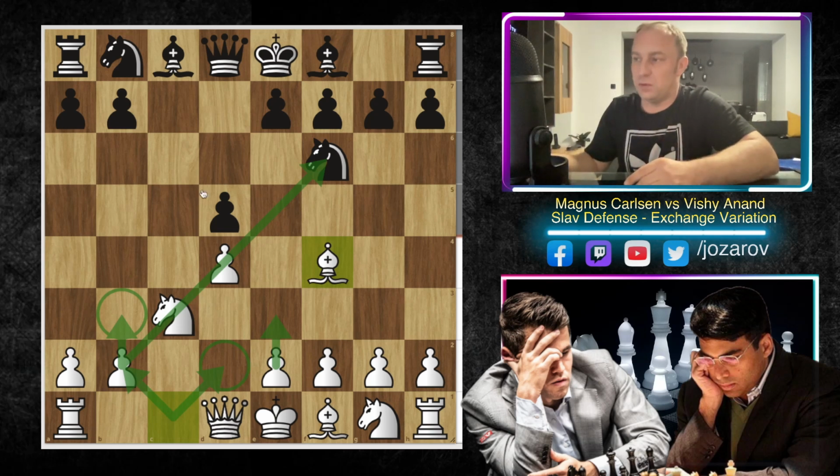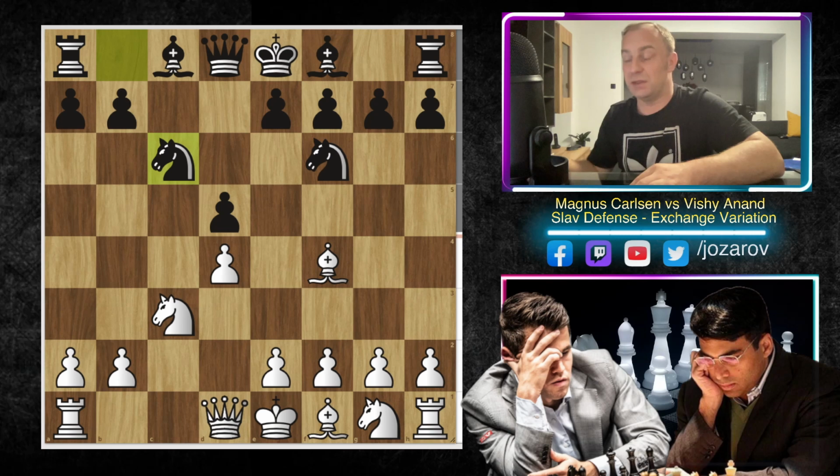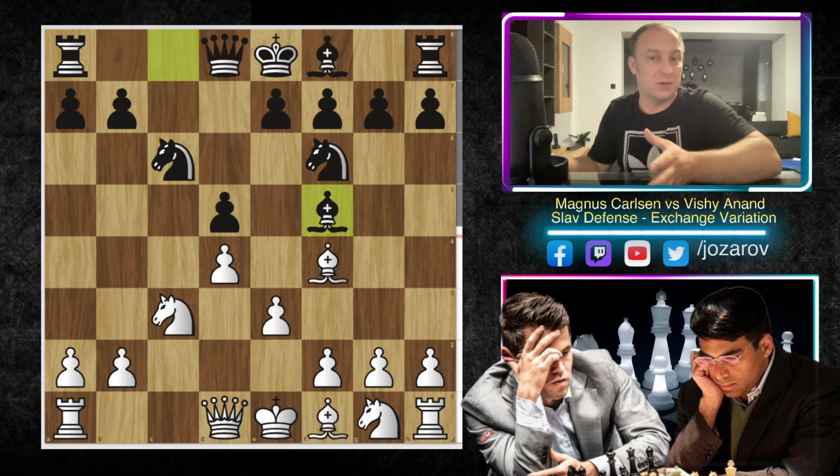Black should not also play moves such as e6 here. So that's why here knight to c6 played by Vishy Anand. We have e3, we have bishop to f5. So you see Vishy does the same. This is a clear symmetry by both players. Of course both players now developing the minor pieces on the best squares.